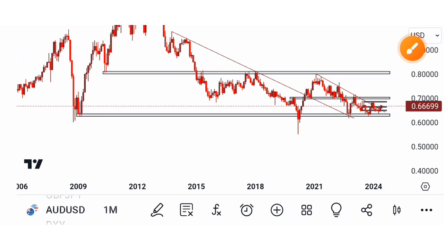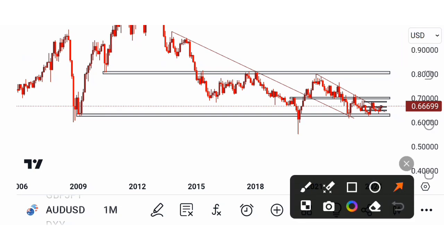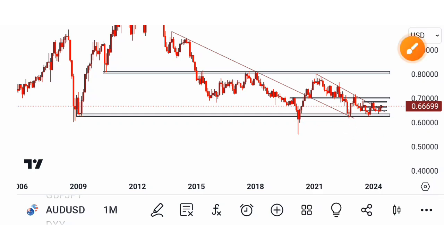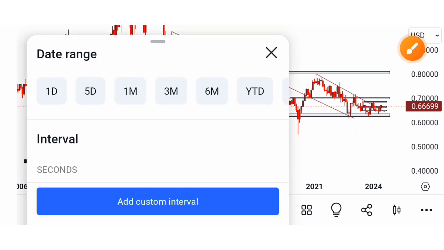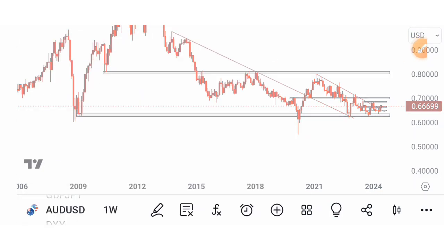Now the second reason why I'm looking for buyers on this market is because there is a strong area of support around here which was created. That's the first touch over there, second touch over here, third touch, a fourth touch, and again at the moment the market is reacting around that structure. Now the way you can trade this market, you need to move to a smaller time frame. Let's start with the weekly time frame.